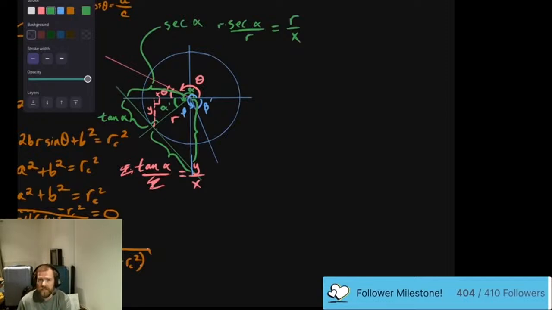Again, if this is scaled up by a factor of r, then we just get r secant theta over r. So these end up dividing out, and we get r over x is our secant of alpha, or 1 over x if r is just 1 around a unit circle. So we end up with secant of alpha is r over x. Tangent of alpha equals y over x.